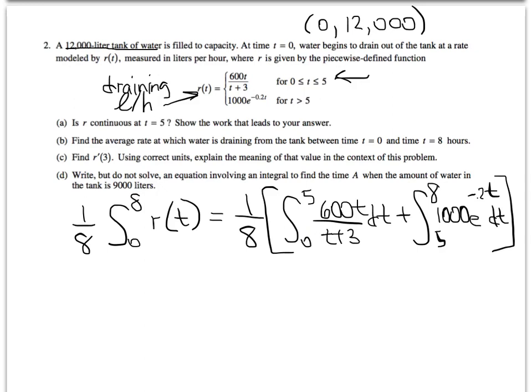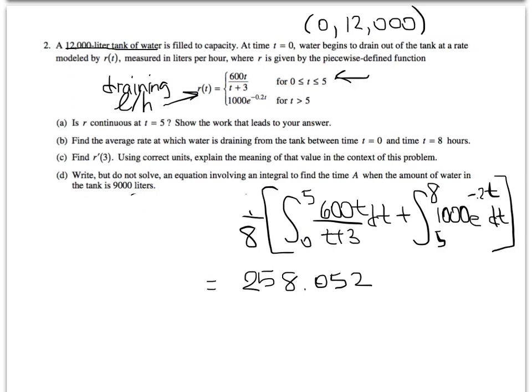Okay, and I would use my calculator to get that answer, and that would be 258.052 or 053. But remember, 3 decimal places. Okay, now let's go ahead and look at the next part.